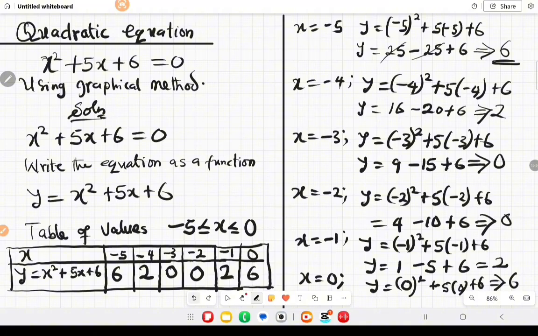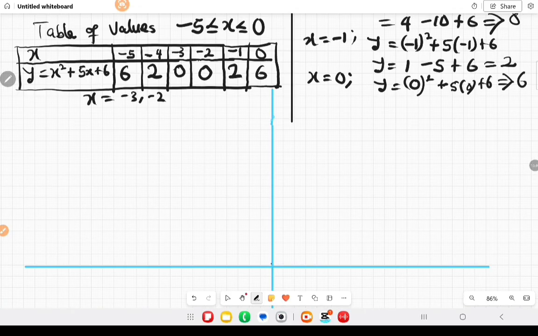Without wasting much time, from the table of values, where y is 0, what is the value of x? The values of x there are x equal to minus 3 and minus 2. That is the solution of this equation. It's telling us that at this point, the curve crosses the x-axis at minus 2 and minus 3, when y is equal to 0. Now let's use this table of values to plot the graph.